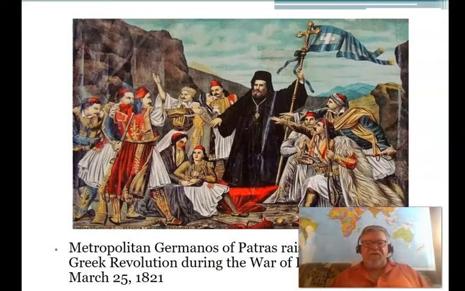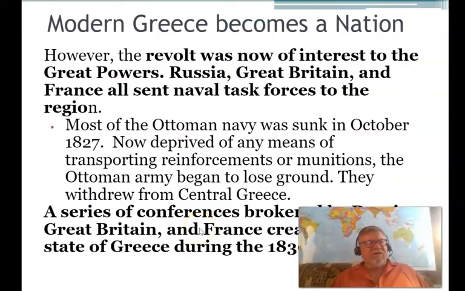This is a picture of Metropolitan Germanos of Patras raising the flag of the Greek Revolution during the War of Independence. So similar to the War of Independence in Mexico, which was launched by a Mexican Catholic priest, in this case, it was the Orthodox Metropolitan who helped launch the Greek War of Independence. This is an illustration of how religion and politics are intertwined. Economics, religion, politics, culture is all very intertwined.